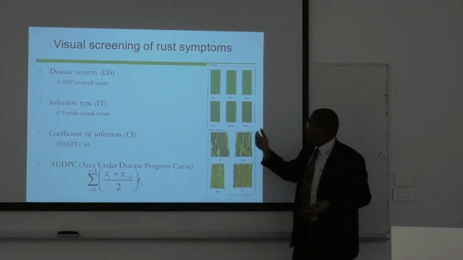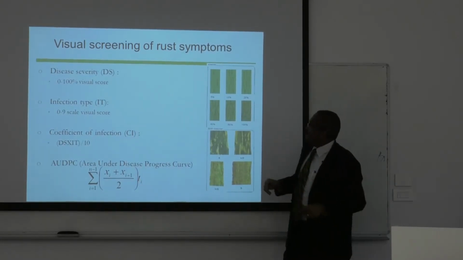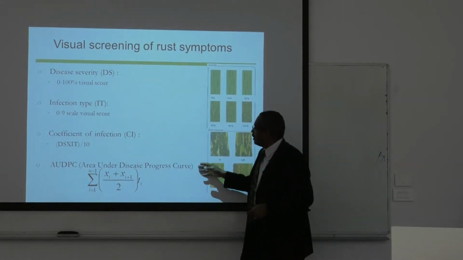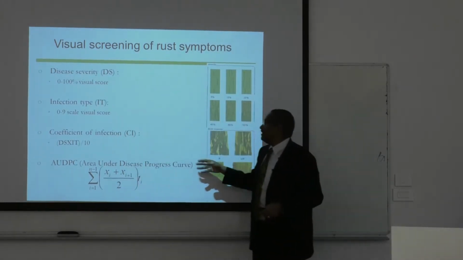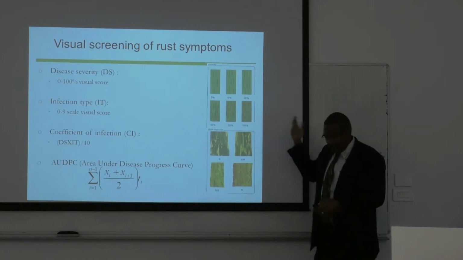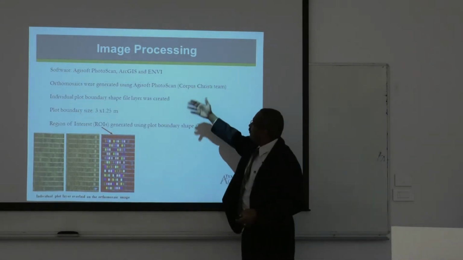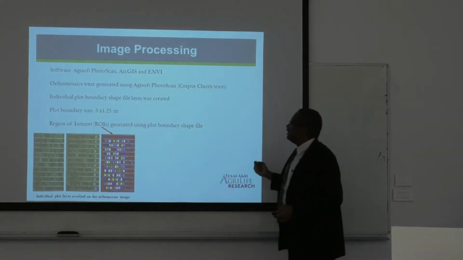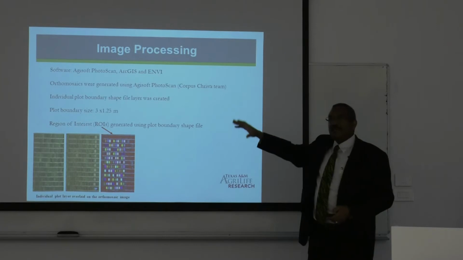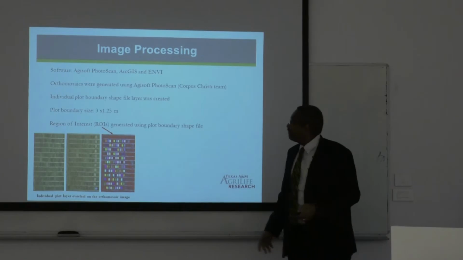So I took notes visually on the severity and the infection type, and then I multiplied them by each other. I developed what is called the coefficient of infection, okay? And then I took the average across many readings, and we call this the area under the disease progress curve. So this is my visual data, and then we have the drone data, okay? Of course, you have to go through a series of software to get the data out and give level 2 data to a person like myself. Of course, I don't have time to do all of that. That is done by the engineers and by the students whom we train.